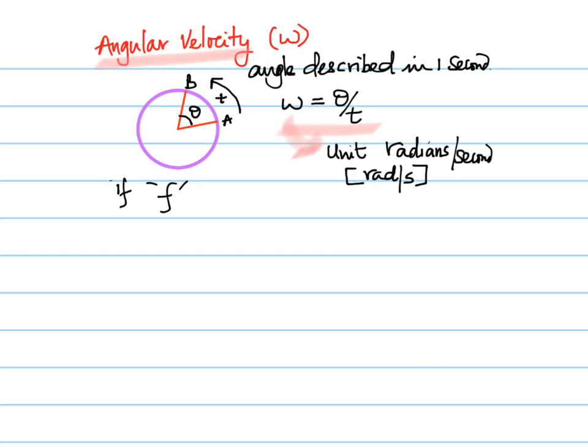Now we'll try to connect this with frequency. What do you mean by frequency? Number of rotations in 1 second. So if F is the rotations or revolutions in 1 second, can somebody relate it to angular velocity? If F is the frequency, what is the angular velocity? Need some thinking now. How do you get that?